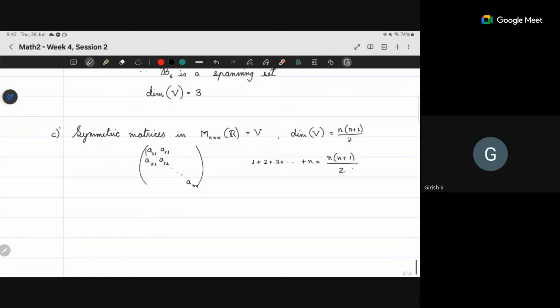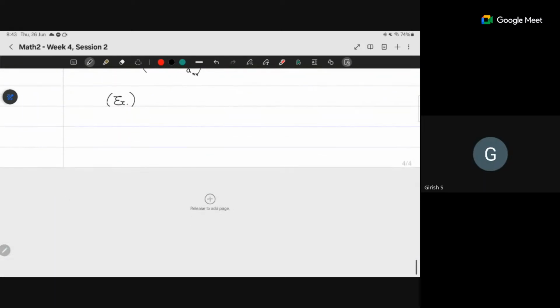A basis for this would be of the form: you'll have to take all of these things, 1, 0, 0, 0, and then 0, 1, 0, 0, and so on. There are n many of these, and then you'll have to take one element in each of the upper or lower off-diagonal entries. Take this as an exercise. If you don't get it, you can ask in the next session. It is not very important. If you're more mathematically inclined, you can try this out.